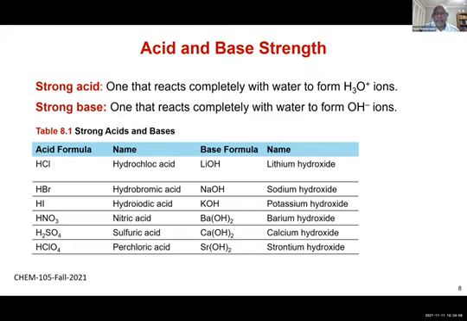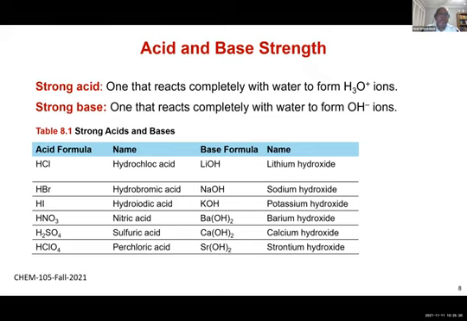There are 6 bases considered strong bases. Lithium hydroxide, sodium hydroxide, KOH, barium hydroxide, calcium hydroxide, strontium hydroxide. The first 3 are group 1A. The last 3 are group 2A in the periodic table. Therefore, it's easy to remember. Lithium, sodium, potassium, barium, calcium, strontium.